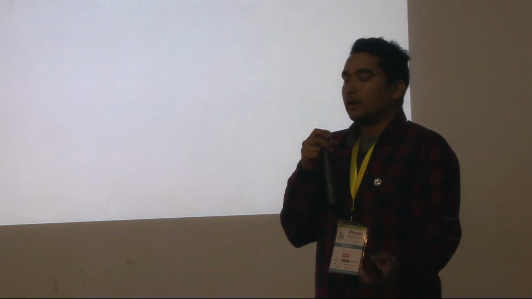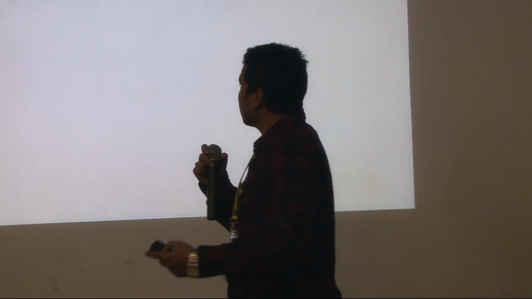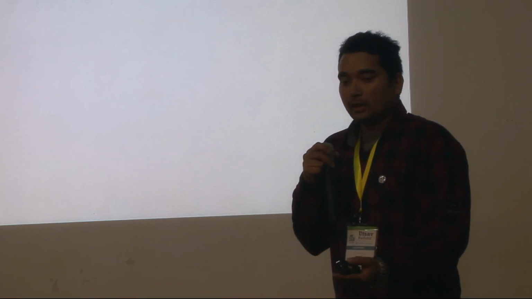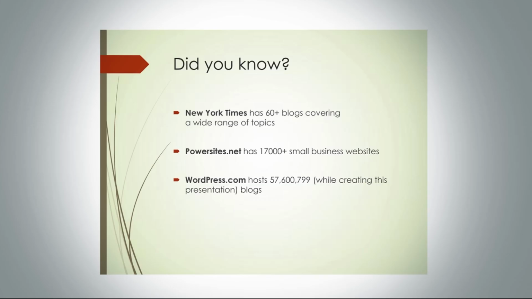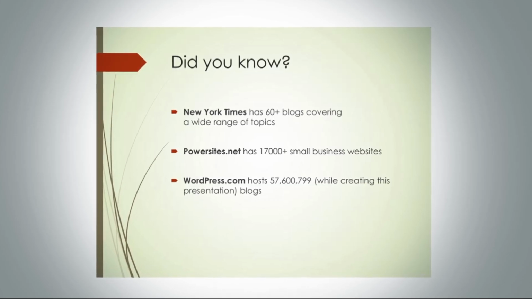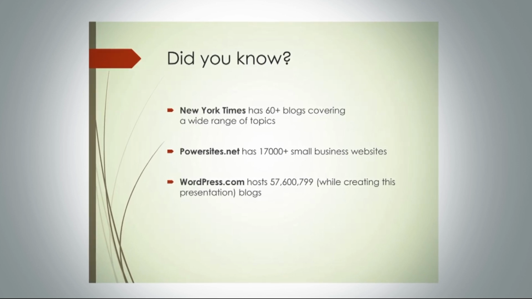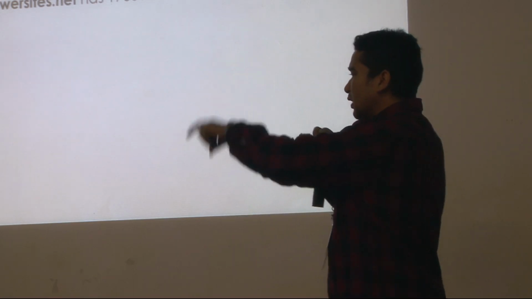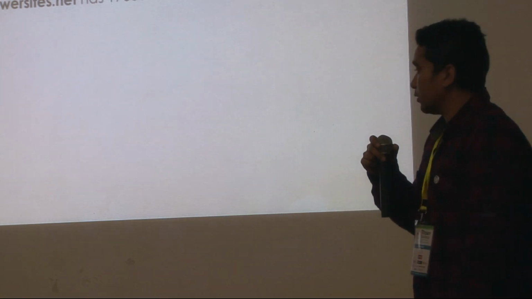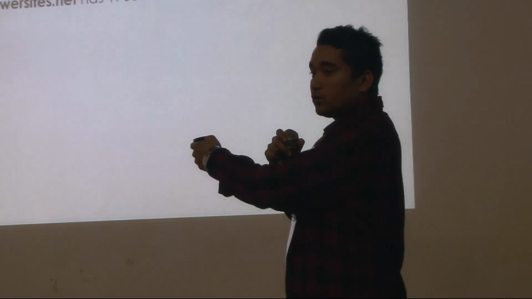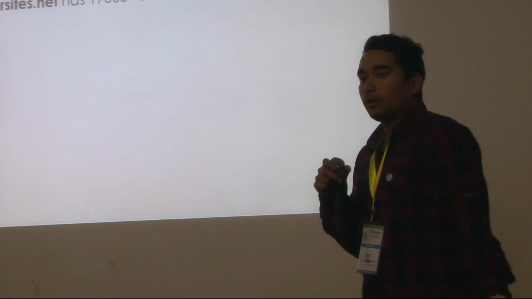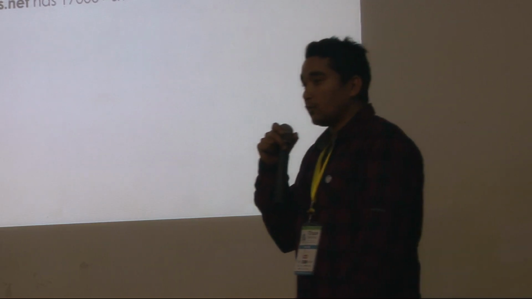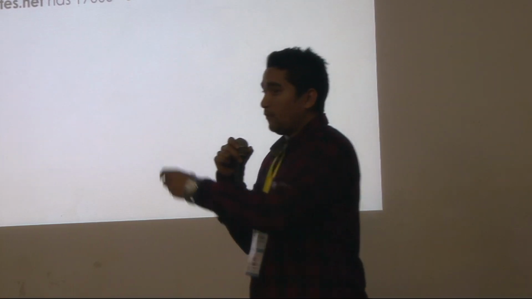A site as big as the New York Times, which has millions of viewers every day, uses WordPress Multisite, and it hosts 60+ blogs, and that is good. But then PowerSites.net, that I told you about, has 17,000+ small websites. So it could be big. You don't have to limit yourself to 10, 20, or 100 blogs or 60+ blogs. You could actually host 17,000+ websites with a single installation of WordPress.